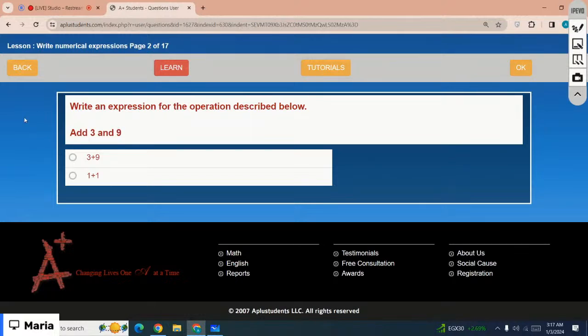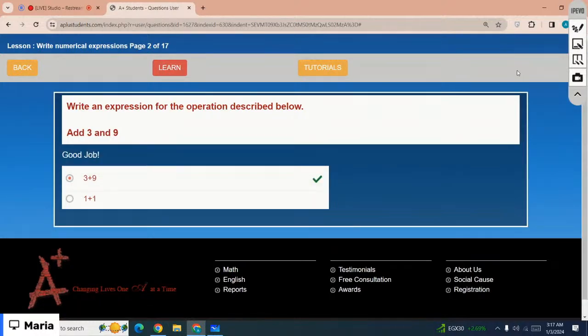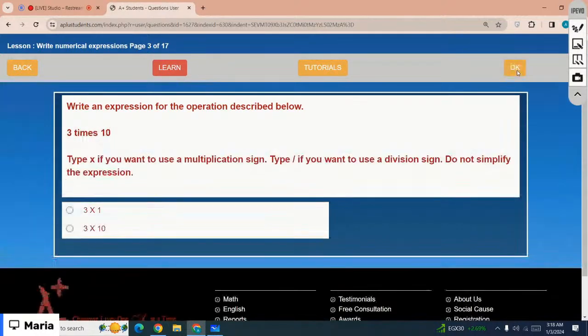Yes, that is option number 1. You have to write it with the mathematical operation, that is 3 plus 9. Got it? Okay, the next one is write an expression for the operation described below. 3 times 10, which is the correct option, 1 or 2?